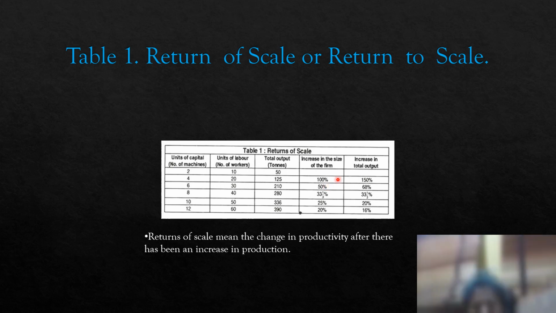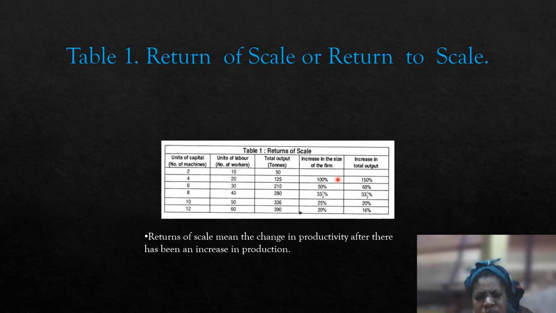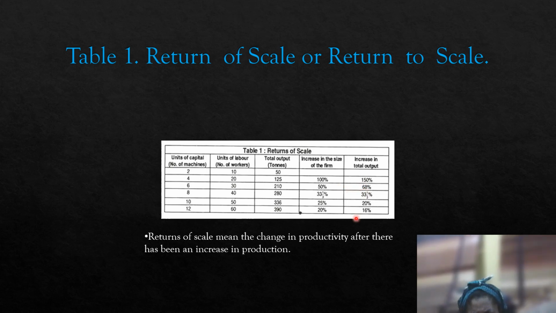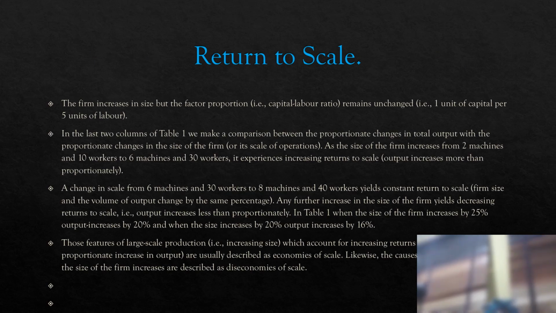Increase in the size, 100%. Increase in total output, 150%. It goes on and on in the third row. It dropped a bit in the fourth row, dropped terribly, and the last row quite severely dropped. So what do we do?